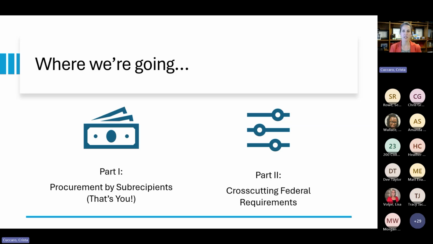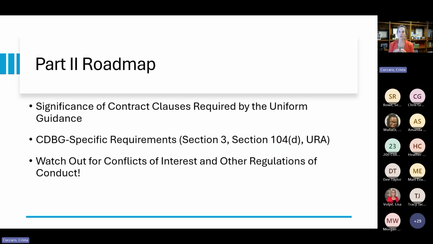The way that we're going to approach this is we're going to start with the uniform guidance, right? I always want to start there because I think that's the most basic building block of federal procurement and contracting. So we're going to start by looking at the required contract clauses that we find in the uniform guidance. And then we're going to get into CDBG specific requirements. So Section 3, Section 104D, and the URA. And then lastly, we're going to end by talking about conflicts of interest and other regulations on public employees' conduct. So that's our roadmap for part 2.